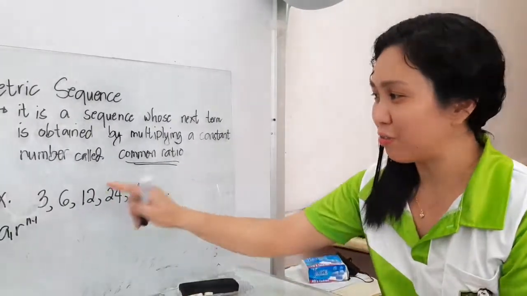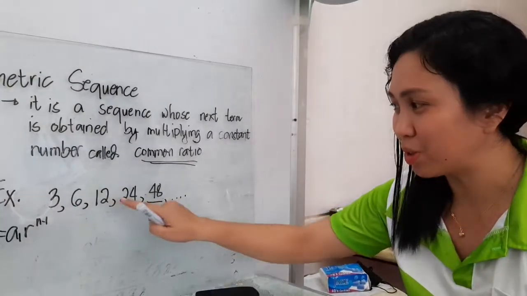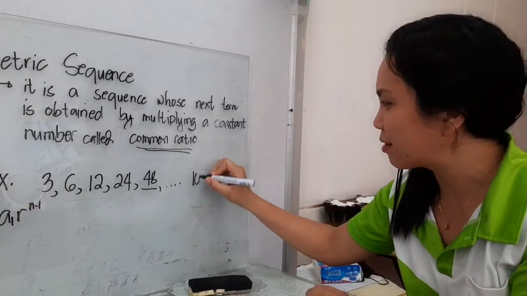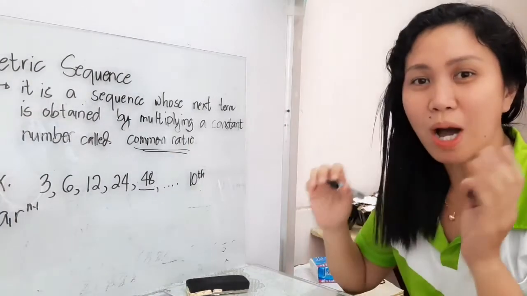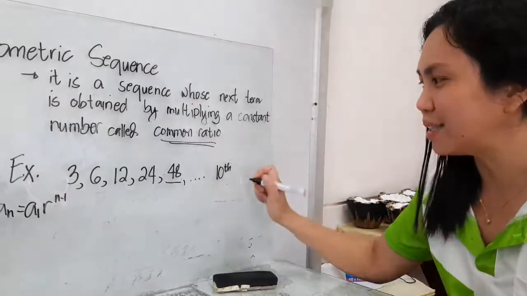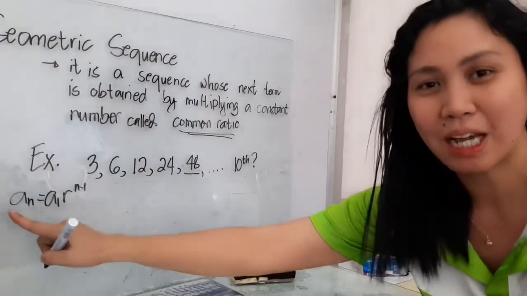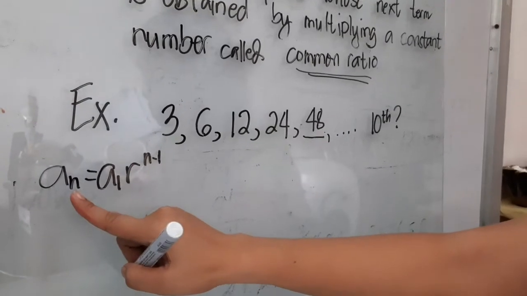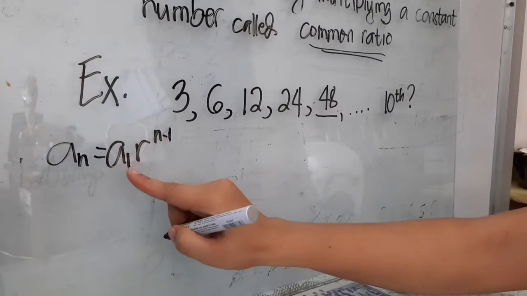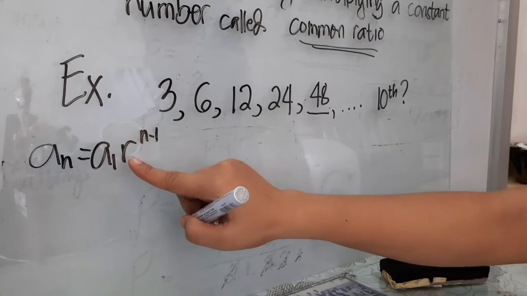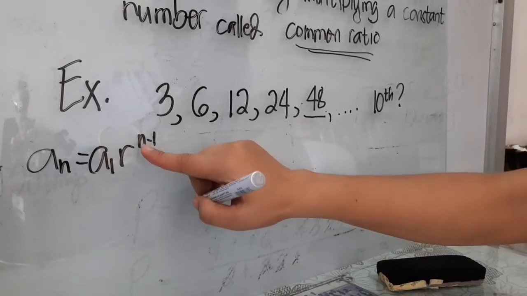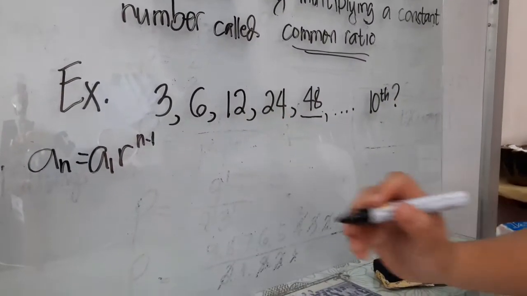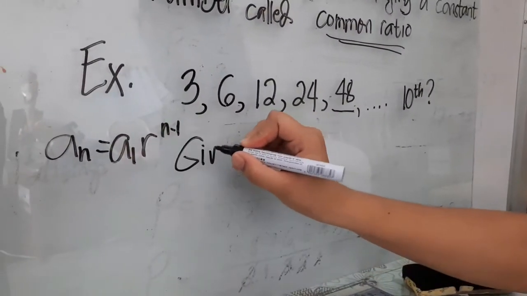What about if the same situation or the same sequence and you are asked to find the 10th term? What will you do? If that is the case, we will be using our formula. So I want you to familiarize our formula. A sub n, of course, last term. A sub 1 is the first term, the r is the ratio, and the number n there refers to the number of terms. So, before we are going to use our formula, we have to identify first our given.